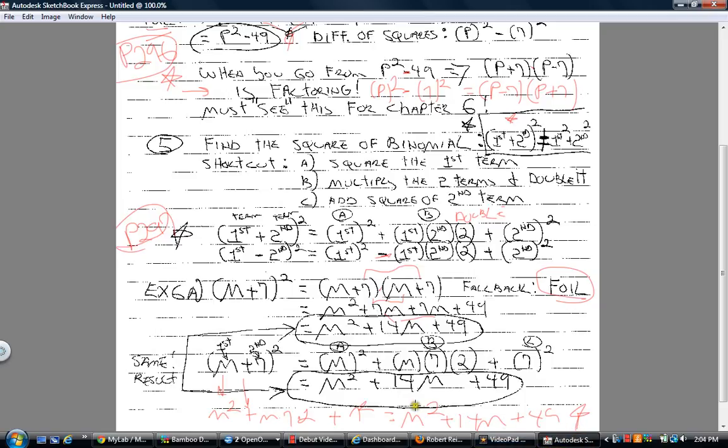Okay, so if this would have been a subtraction problem, let me see if I can squeeze this in here. Let's pretend this would have been m minus 7 quantity squared. Take the first term, square it. Multiply the two terms. M times negative 7 is negative 7m, and double it would be minus 14m. Take the second term, negative 7, and square it. Still leaves you a positive 49. And that would have been your answer.